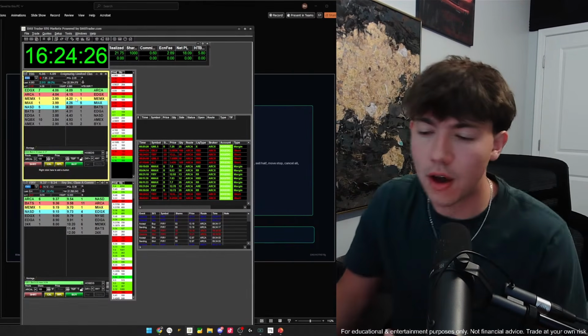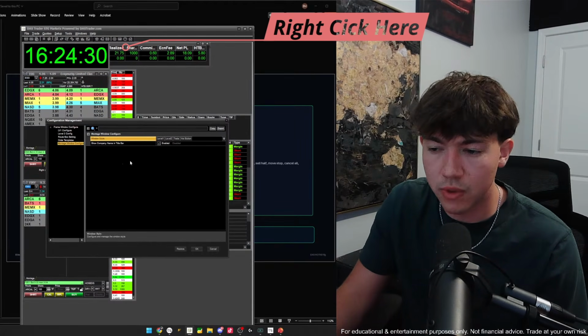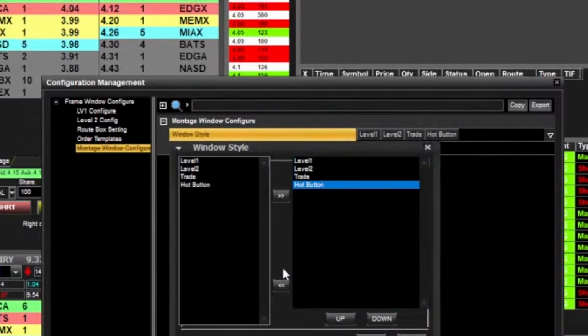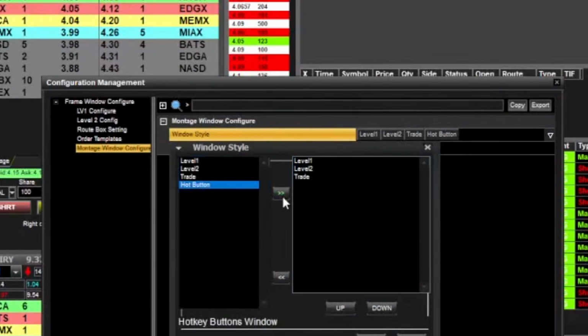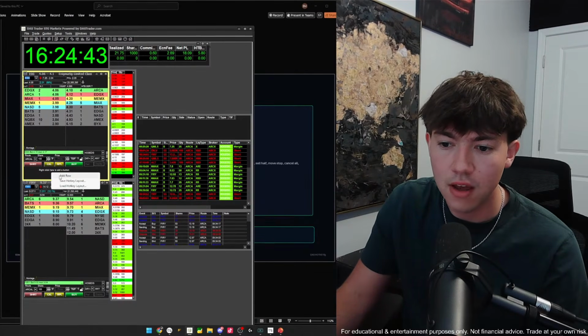So the way to add hot buttons is very simple. You right click on the montage window, you go down to montage window configuration, the window style, and then you click on this hot buttons row. For you, it might not be clicked on. All you have to do is right click or left click on it and then send it over. And that will create a window underneath your buy button for you to add a row.